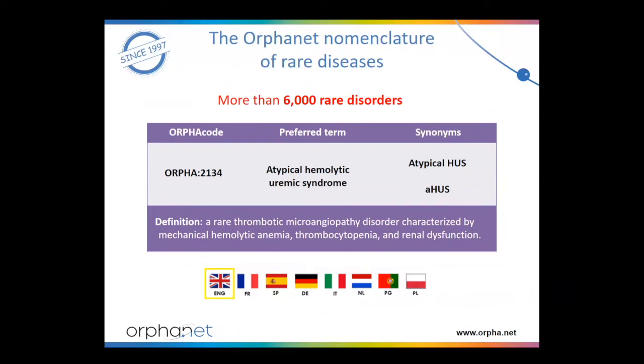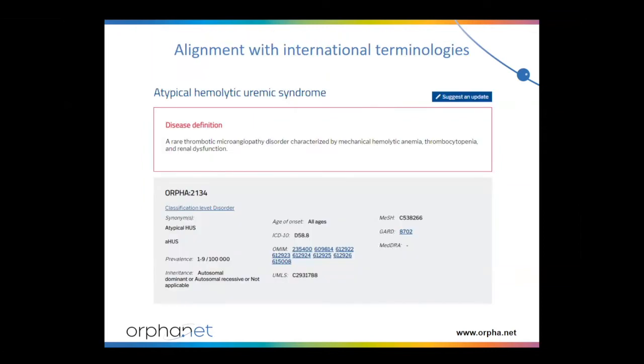Currently, the nomenclature includes a little over 6,000 entities at the disorder level. We will see right now what this means. But first, I'm just showing you how the disease page can be viewed on the Orphanet website. You can find all the components that I just mentioned: the ORPHAcode, the main name, the synonyms, and the definition.